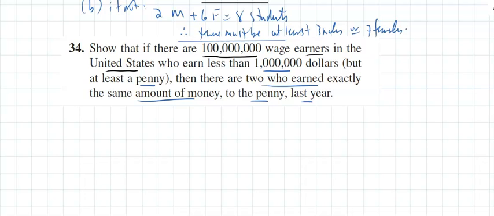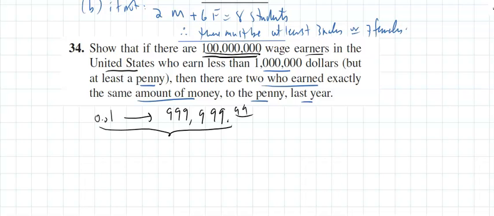Well, if you really think about it, at least a penny, so that's running from 0.01 all the way to less than $1 million, $999,999 and 99 cents. Well, 100 million is definitely more than that. There's 1 million distinct salaries, and we have 100 million wage earners.